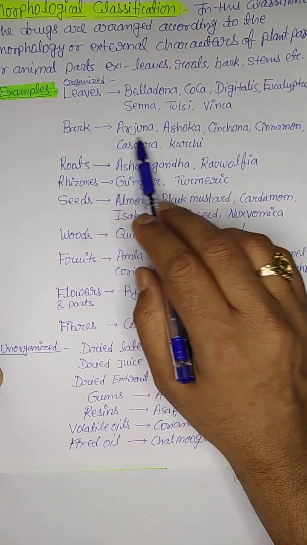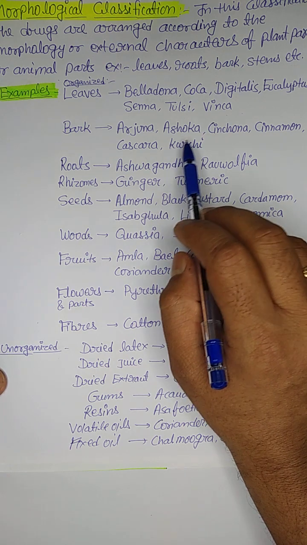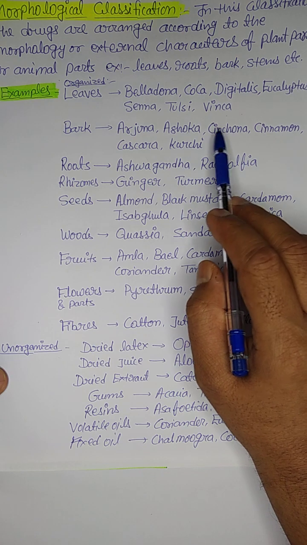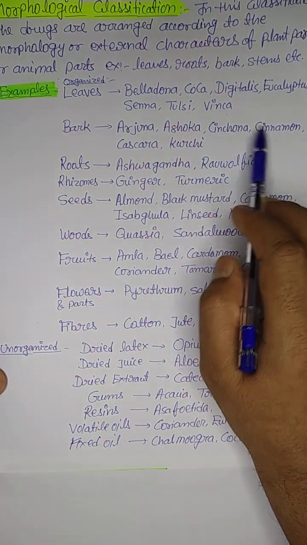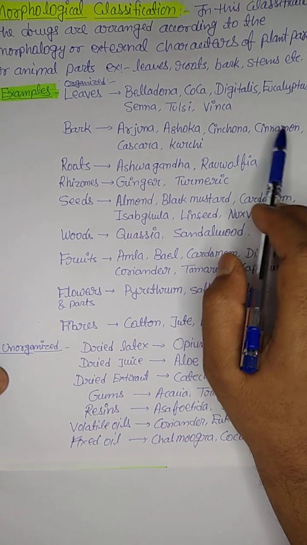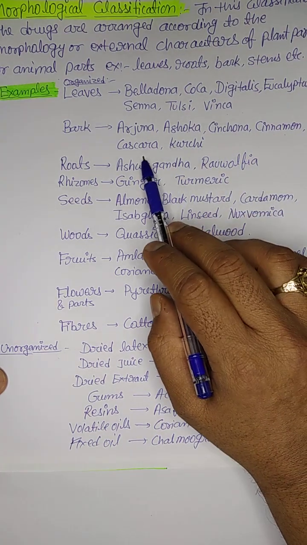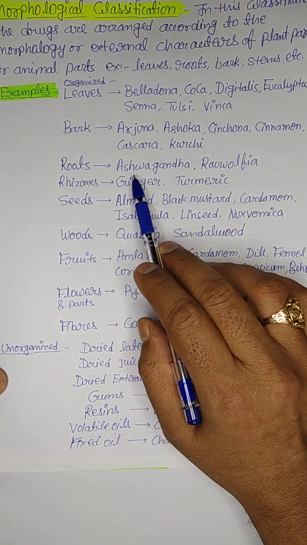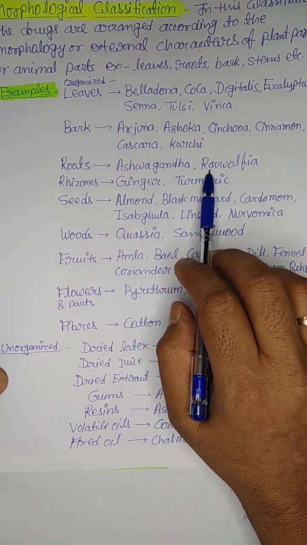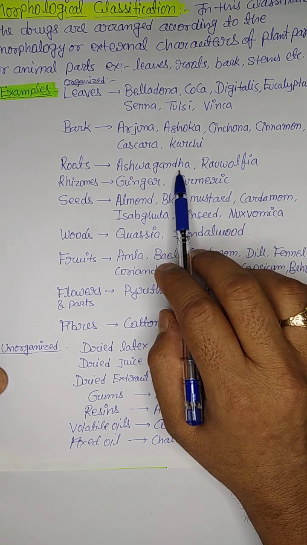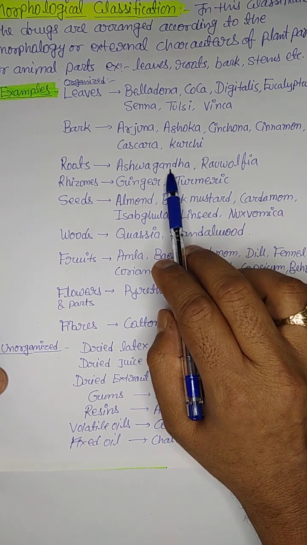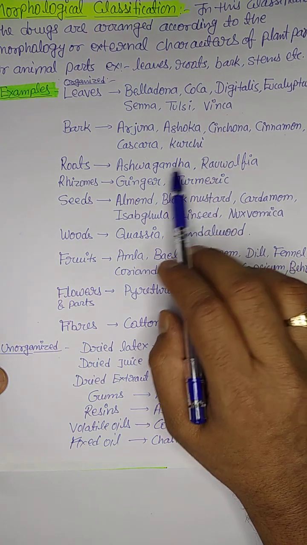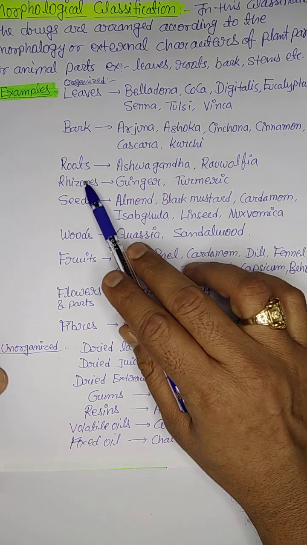Coming to the bark part, here also it has been arranged in alphabetical order so that it will be easy to remember, like Arjuna bark, Ashoka bark, Cinchona bark, cinnamon. Cascara and Kurchi can also be mentioned if you are able to remember. In roots, ashwagandha and rauwolfia are very popular drugs in the B.Pharm course. Withanolides are very important here. Reserpine and deserpidine are very important chemical constituents, antihypertensive drugs. So these two drugs you can mention in the root.